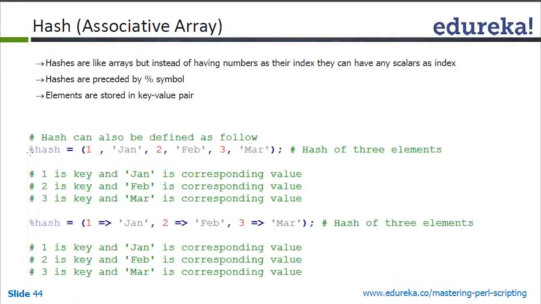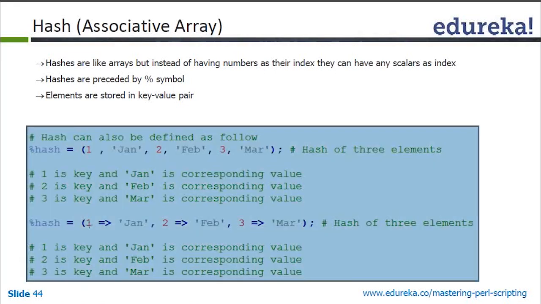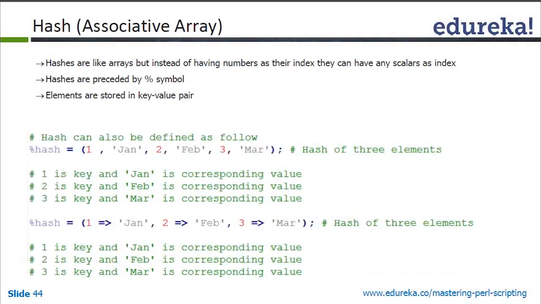Hash is preceded by the symbol %, and hashes are like arrays, but instead of having numbers as their index, they can have scalars as their index. So they will have index as 1, 2, 3, and the value as Jan, Feb, March. Basically 1 corresponds to Jan, 2 to Feb, 3 to March. Similarly, if you have a hash like this, 1, Jan, 2, Feb, 3, March, this is also correct, because when we specify key values, 1 is the key and the value is Jan. Okay.